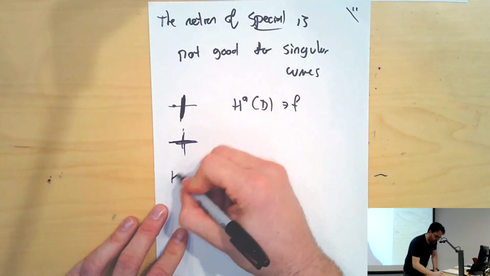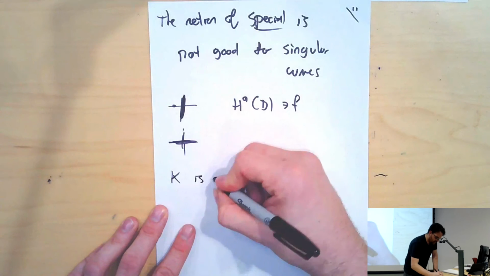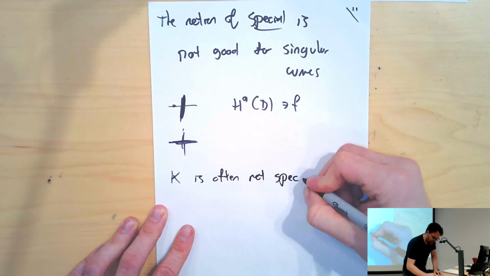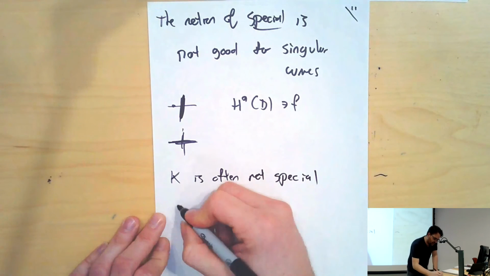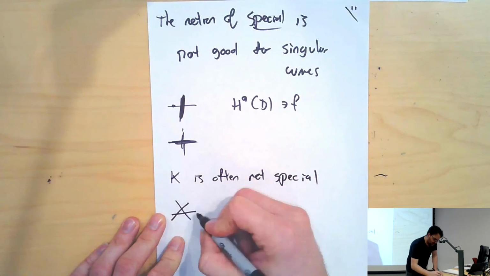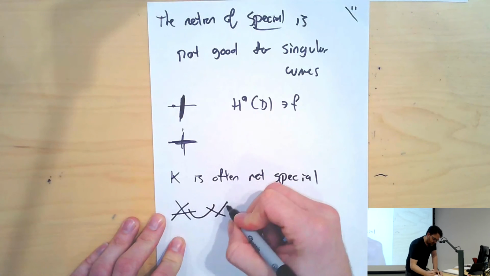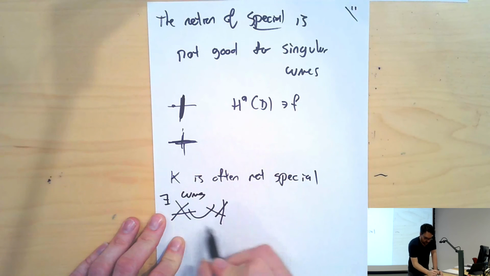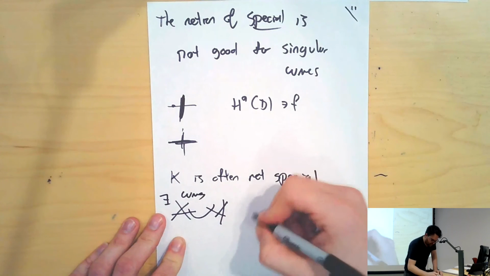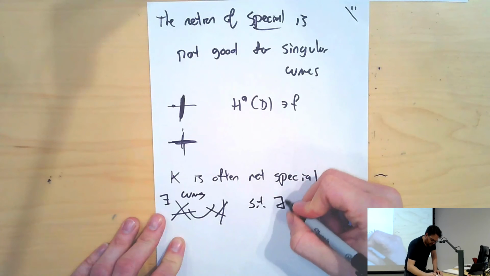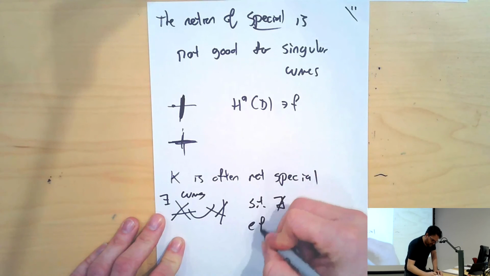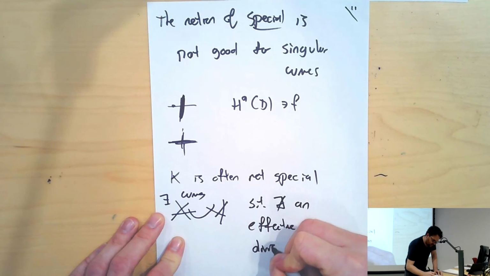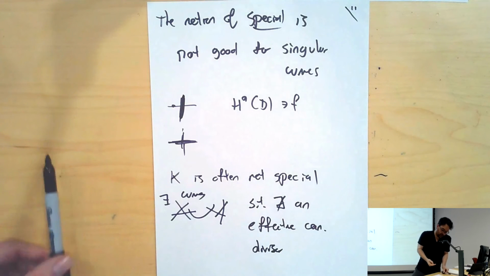In fact, K, the canonical divisor, is often not special, which is a bad sign. What I mean is there exist degenerate curves such that, and so what I mean here is these are P1s and they meet in this kind of cartoon, such that there does not exist an effective canonical divisor. Which is to say, how do you define the canonical divisor?